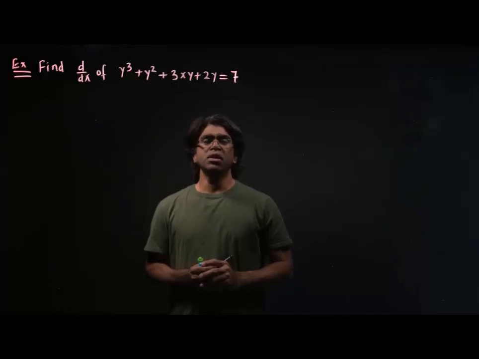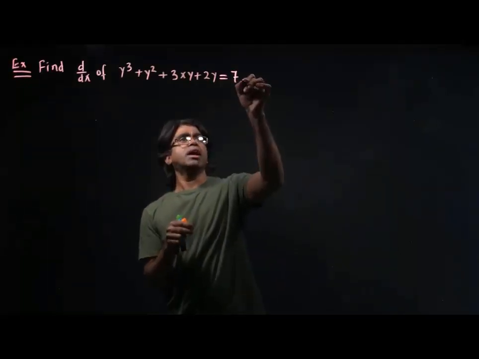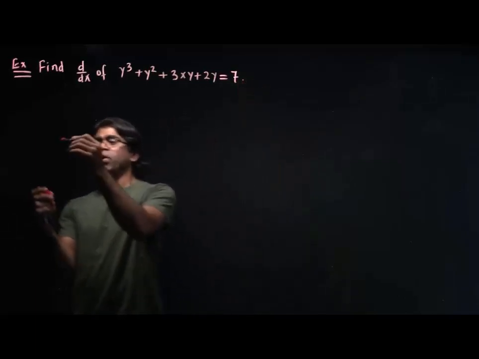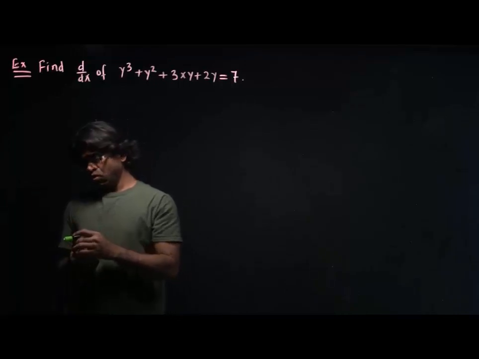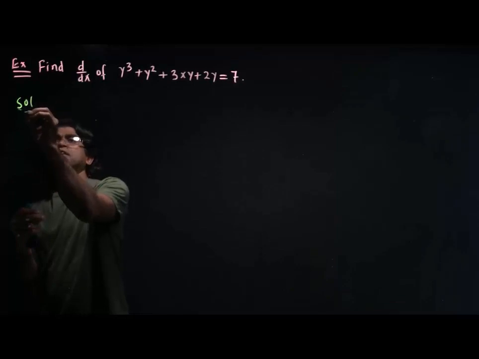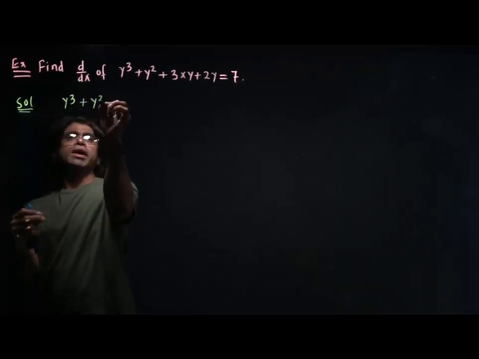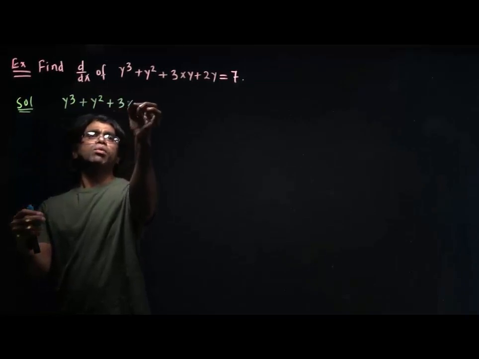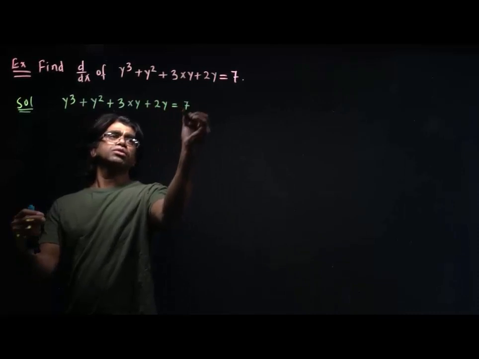In this video, I am going to introduce you to the differentiation of the implicit function. So let's talk about an example. So this is my function. I'm going to consider this function, which is given as y cubed plus y squared plus 3xy plus 2y is equal to 7.